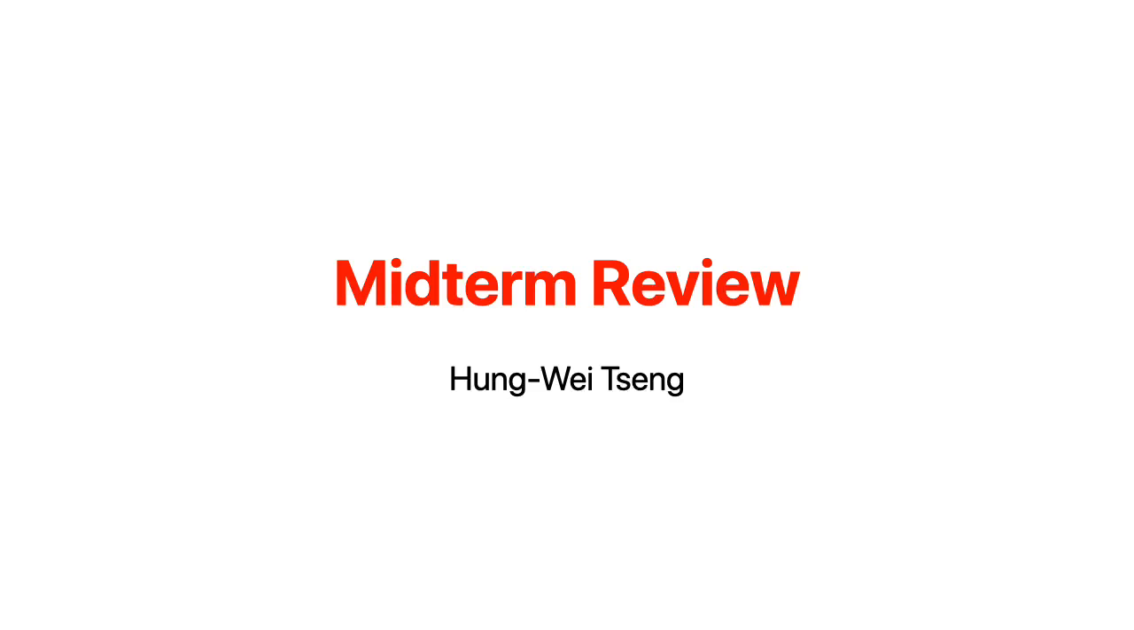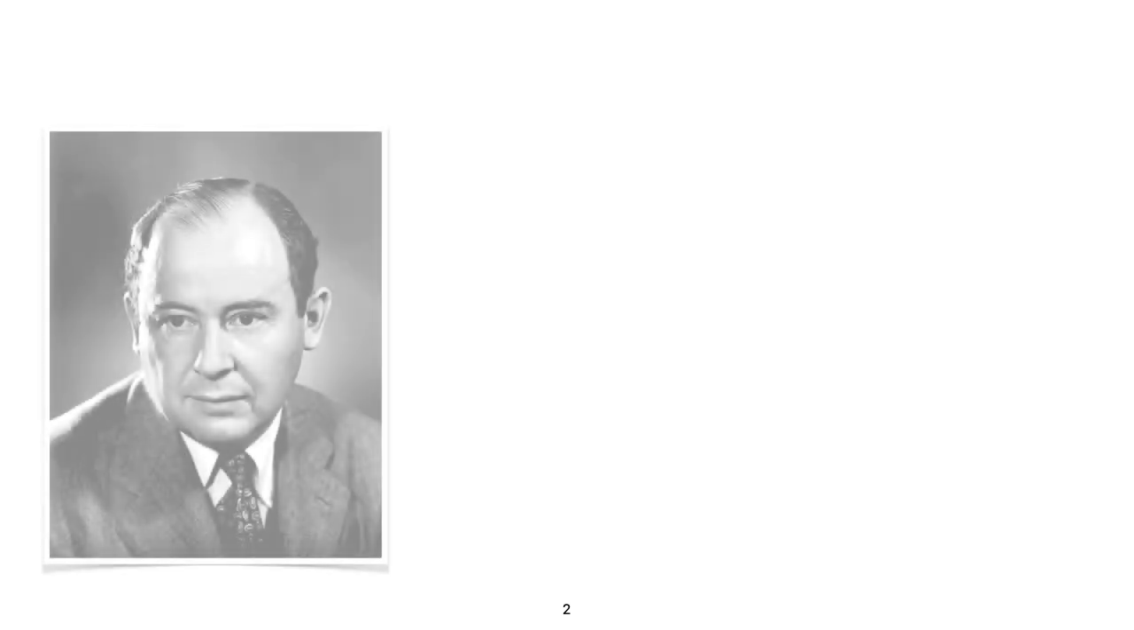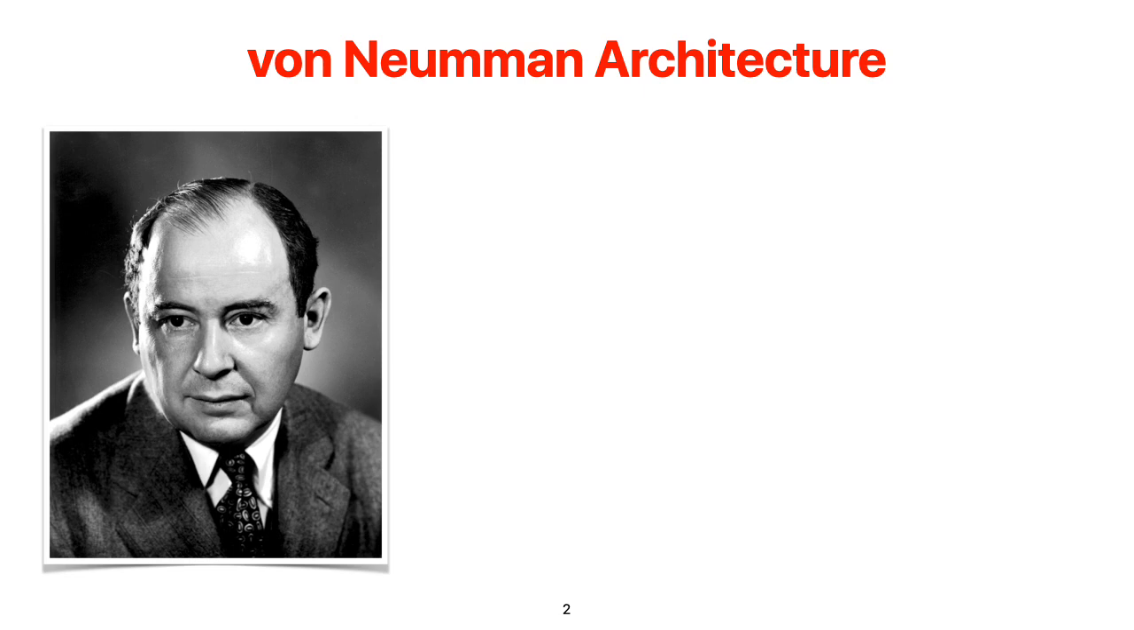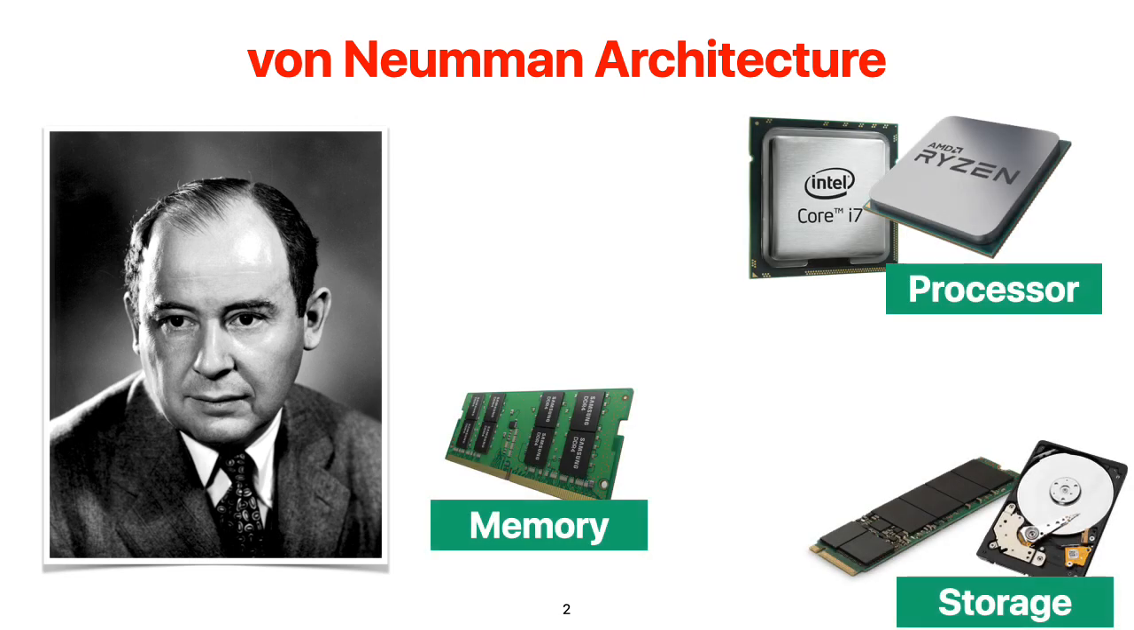Today we are going to walk you through the important concepts of computer architecture that we taught before the midterm, and hopefully that will prepare you better for the midterm. As we said, modern computer architectures are based on the so-called von Neumann architecture, in which the computer is centered on two important components, the processor and the memory.